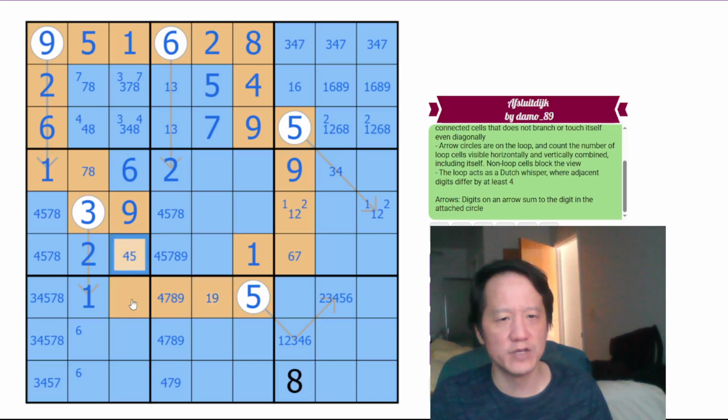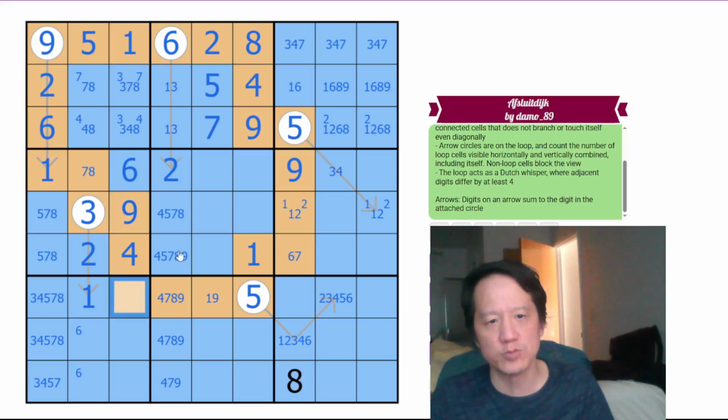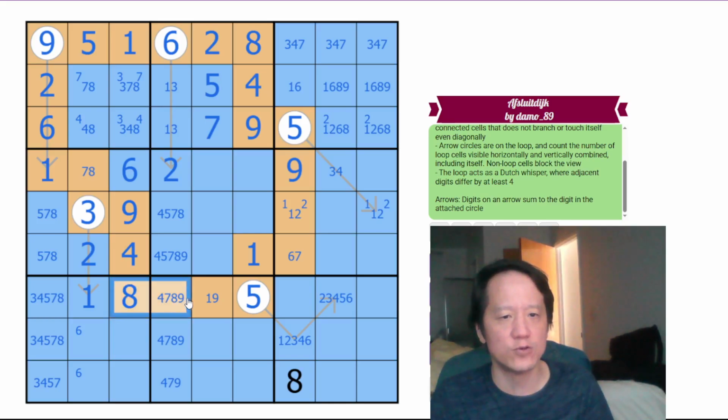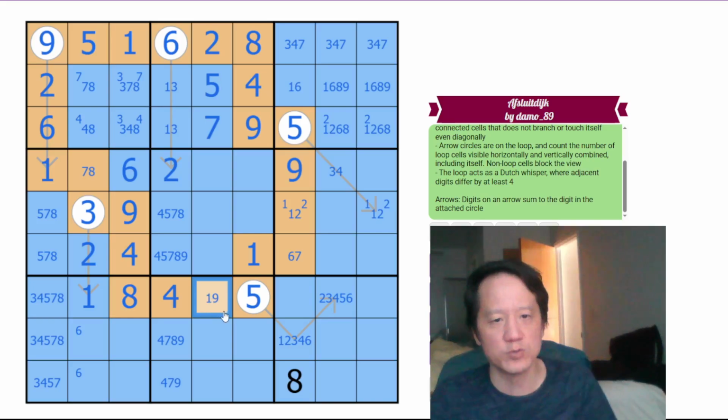Four or 5 can be next to 1. Or if this is 5, it has to be next to 1 and 9 in the same column, but this can't be 1. So this can't be 5, this is 4, which means this can't be 4. 4 is next to only 8 and 9 on the Dutch Whisper line, so this is 8. 8 can only be next to 4 out of 4, 7, 8, and 9, so this is 4, which makes this a 9.